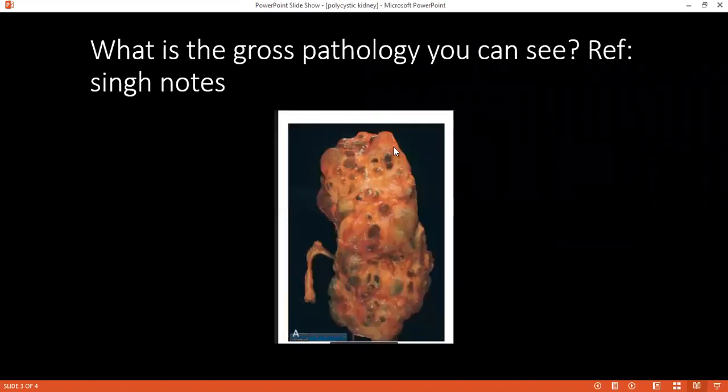Okay, can you please look at this and tell me what you are looking at? This is enlargement of the kidney with multiple cyst formation in the kidney. Possibly adult polycystic kidney disease, characterized by cysts filled with fluid and hemorrhagic cysts. Yes, these dark ones. Okay, good. Thank you.